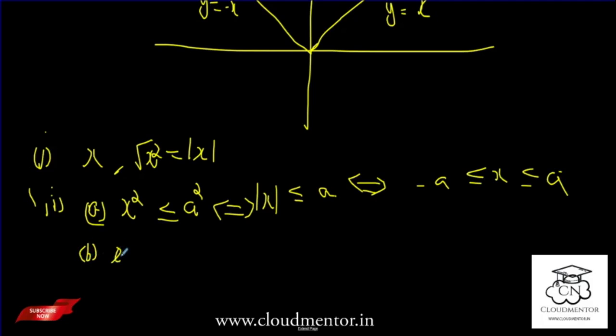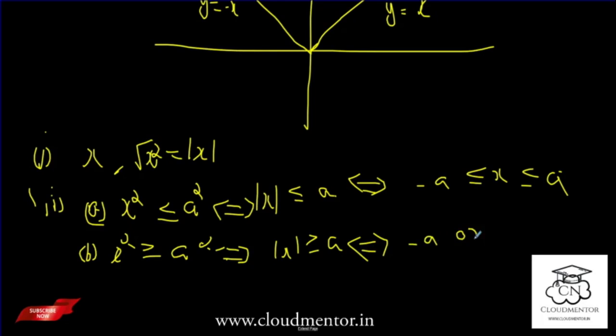The second subproperty: x square is greater than or equal to a square, which implies and is implied by mod x is greater than or equal to a, which implies and is implied by x is less than or equal to minus a, or x is greater than or equal to a.